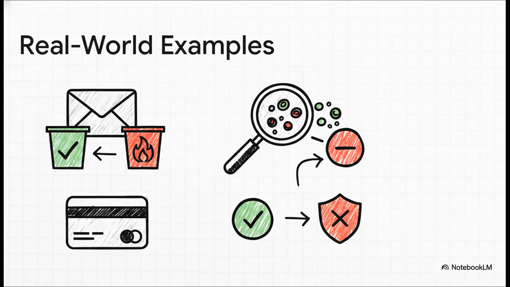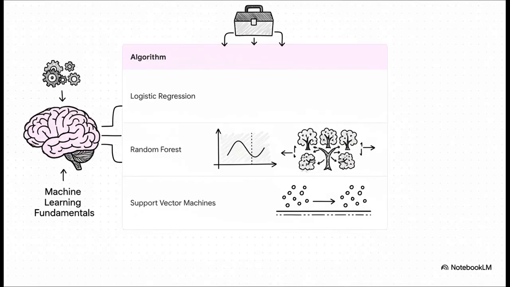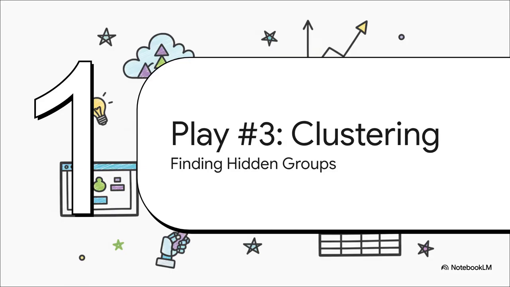It's all about making a choice between different categories. And just like with regression, there's a deep bench of players here. There's a whole toolkit for classification with different algorithms, like logistic regression or random forest, that are built to handle all sorts of different challenges. All right, for our third and final play, we're going into some really interesting territory.